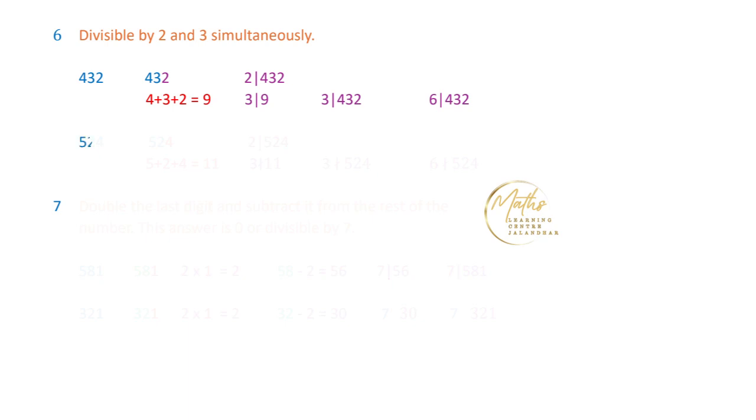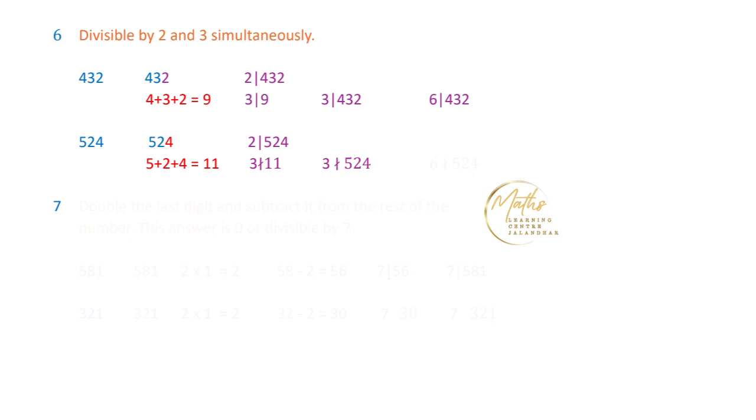Consider the next example. Suppose we are talking about the number 524. The last digit of this number is 4, which is divisible by 2. It means that 2 divides the given number 524. To check the divisibility by 3, we calculate the sum 5 plus 2 plus 4. The answer we obtain is 11. Now 3 does not divide 11, so 3 does not divide the number 524.